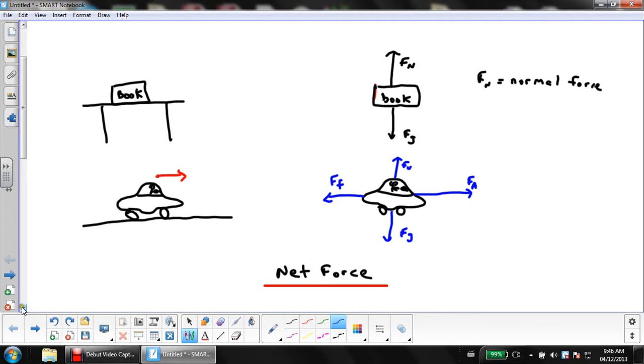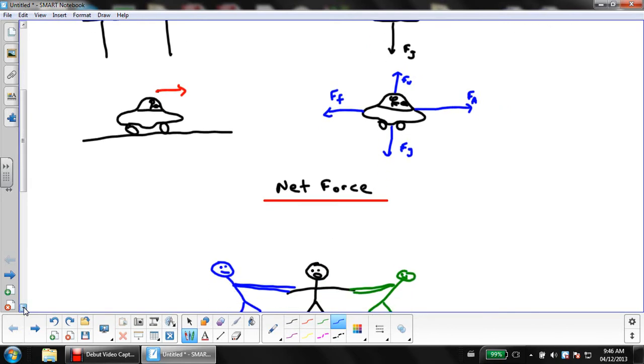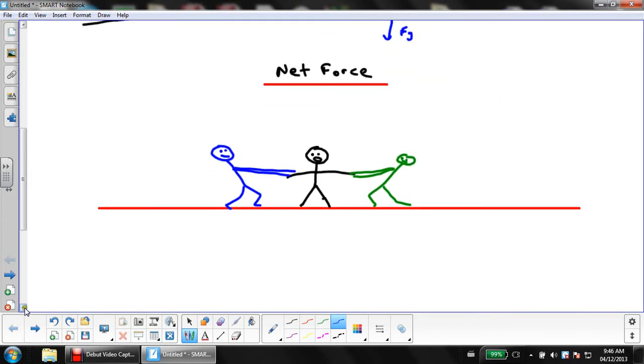And right now you might say, well, who cares about that? But later on when we're doing some math problems, these diagrams will become very useful. Next idea is net force. Here is somebody standing in the middle and two people, blue guy and green guy, are trying to rip this person apart. Let's say that blue guy is pulling with a force of 250 newtons.